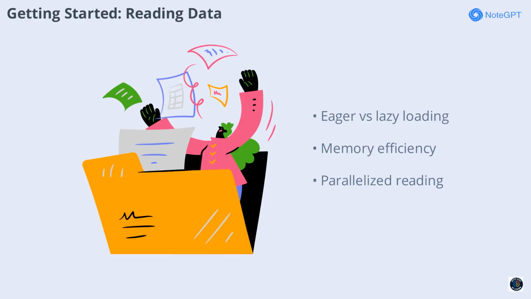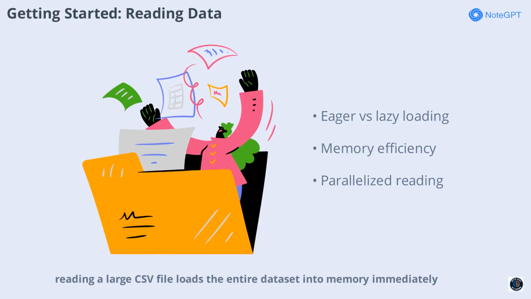See how both libraries handle reading data. In Pandas, reading a large CSV file loads the entire dataset into memory immediately. This can be slow and memory-intensive for big files. Polars offers two options: eager reading, which is already fast and parallelized, and lazy reading, which is even more powerful. With lazy reading, Polars scans the file and builds a query plan without loading all the data. This blueprint approach is key to its performance.